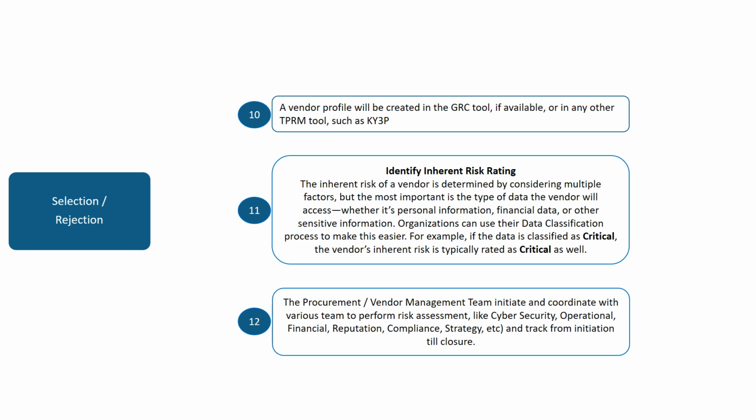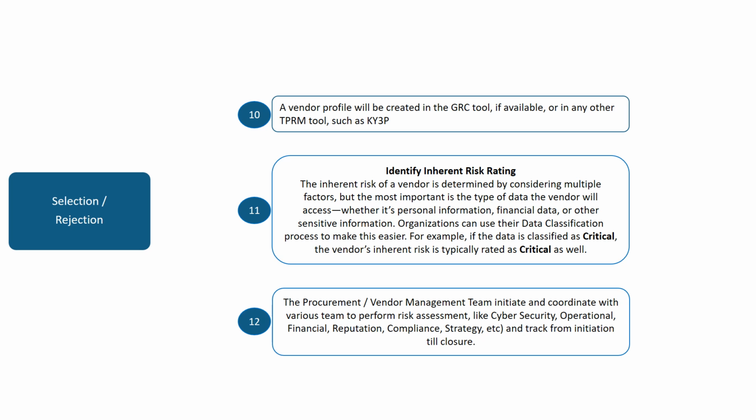This is determined by multiple factors, but the most important is the type of data the vendor will access, whether it's personal information, financial records, or other sensitive data. To make this easier, organizations rely on their data classification process. For example, if the data is classified as critical, then the vendor's inherent risk will typically be rated as critical as well. After that, the procurement or vendor management team coordinates with different stakeholders to conduct detailed risk assessments.